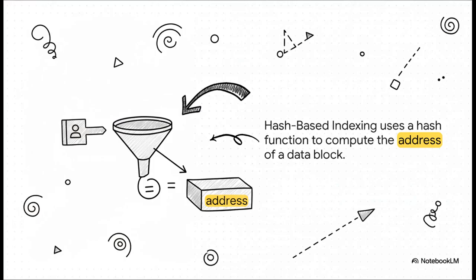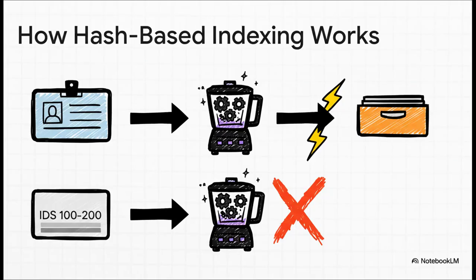First up, we've got hash-based indexing. And honestly, this is just pure mathematical magic. It uses a special formula called a hash function. You take your key, like a student ID, run it through this formula, and boom, the answer it spits out is the exact physical address of your data on the disk. No searching needed. So the process is beautifully simple. You give it a key, it gives you an address. This makes it unbelievably fast for finding an exact match, like searching for a student with ID number 1235.